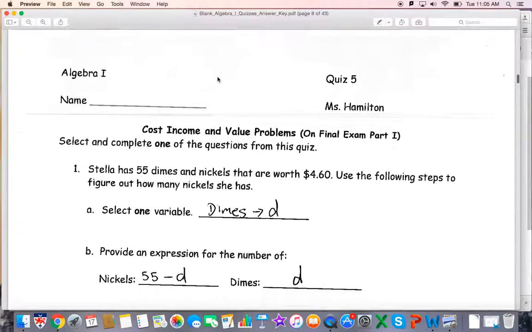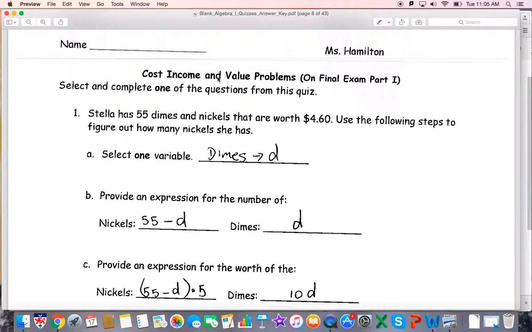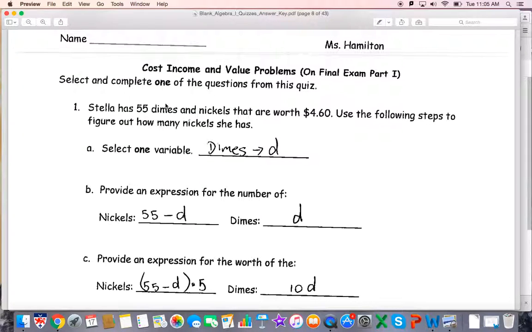All right, moving forward. So here we have another word problem quiz, and it's for cost and income and value. Okay, so here we have Stella has 55 dimes and nickels. So she has 55 coins in all, and they're worth $4.60, which keep in mind, that's actually 460 cents. All right, so we are selecting one variable because, again, we did not yet know how to work with 2. So I chose to work with dimes.